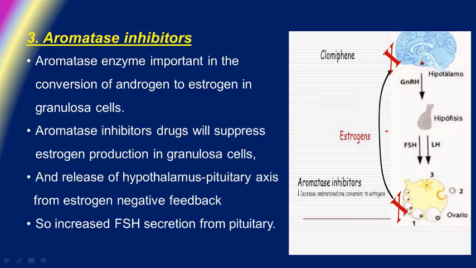With an aromatase inhibitor, this action is blocked. So there will be no estrogen secretion, only a very little amount of estrogen. When there is no estrogen, there will be no negative feedback on the hypothalamus and pituitary. The hypothalamus starts to secrete a huge amount of gonadotrophin releasing hormone, which acts on the pituitary gland and releases both FSH and LH. The release of FSH and LH acts on the ovary and causes folliculogenesis.